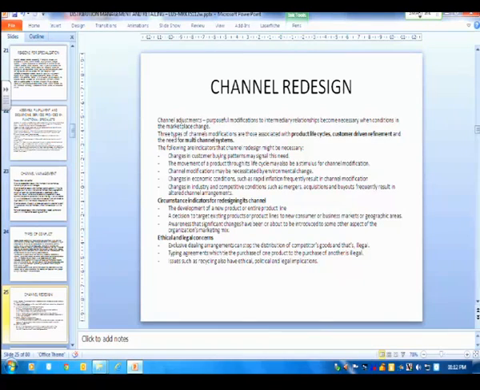Let's look at the circumstance indicators for redesigning the channel. One, the development of a new product or entire product line. That circumstance is an indicator for redesigning the channel. The second one is a decision to target existing products or product lines to new consumer or business markets or geographical areas. And then thirdly, awareness that significant changes have been or are about to be introduced to some other aspect of the organization's marketing mix.